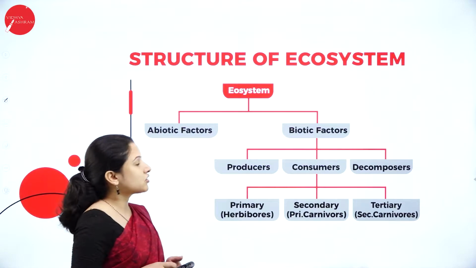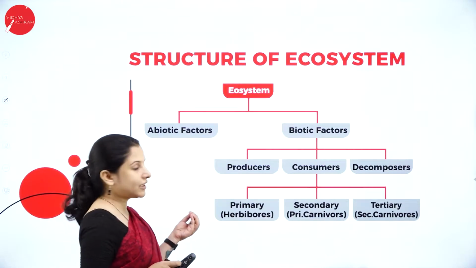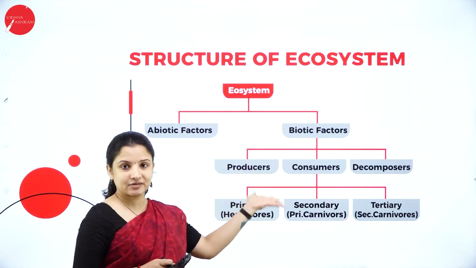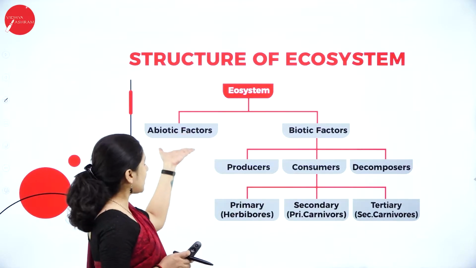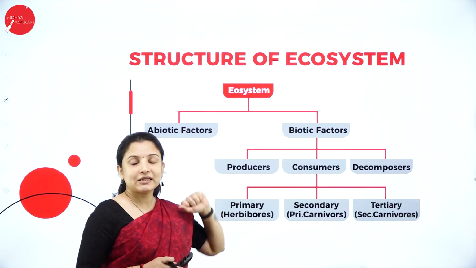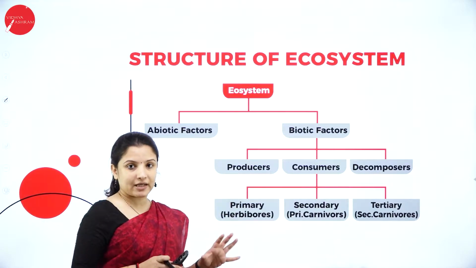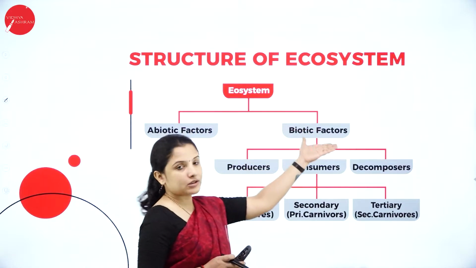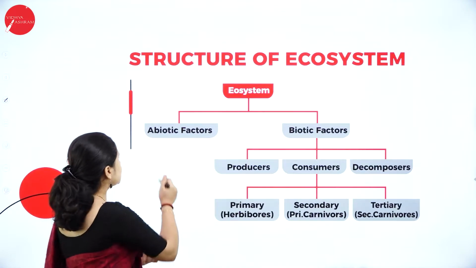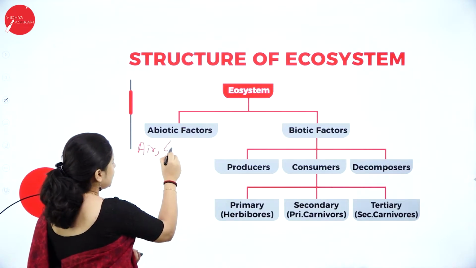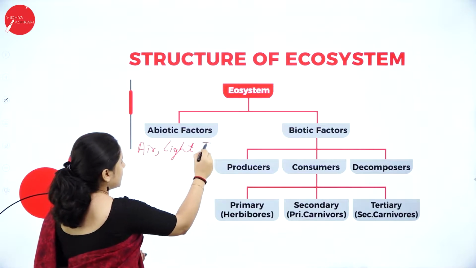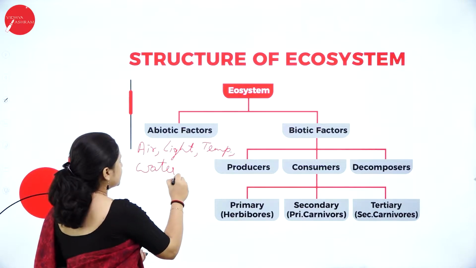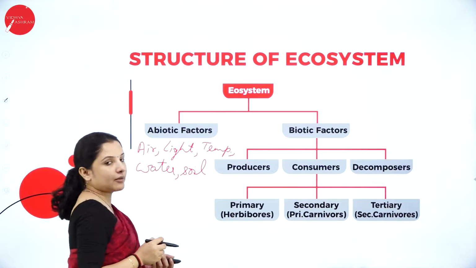So talking about the structure of ecosystem, the ecosystem is broadly divided into abiotic factors and biotic factors. The definition itself says, right, the interaction between the abiotic and the biotic factors in an environment or in a given geographical area forms the ecosystem, right? So here there are abiotic factors involved, biotic factors involved. So abiotic factors means we have the air, the sunlight, then we have the temperature, water, the soil. All these come under the abiotic factors.